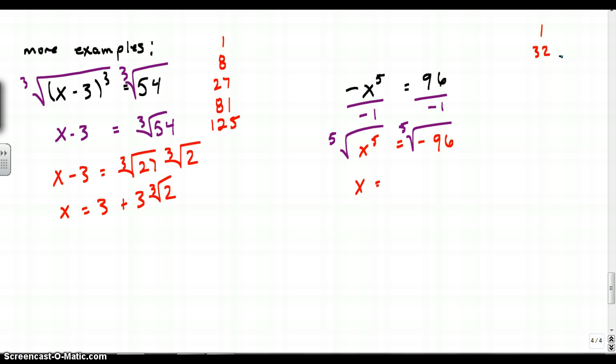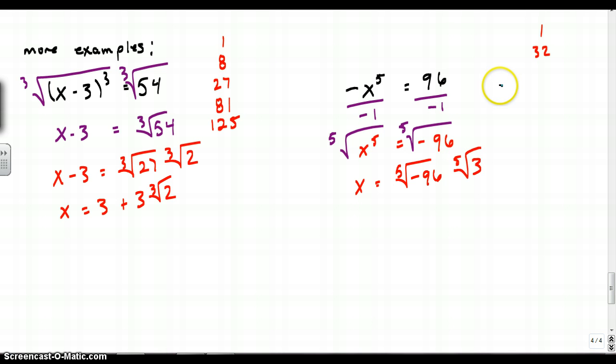The question is, is 32 a factor? Because the next one is 3 to the 5th, which is like 200 and something. I don't even know what that is. So I'll worry about 32. 32 is a factor of 96. 32 times 3 gives you 96. So this can break up into the 5th root of negative 32 and the 5th root of 3.